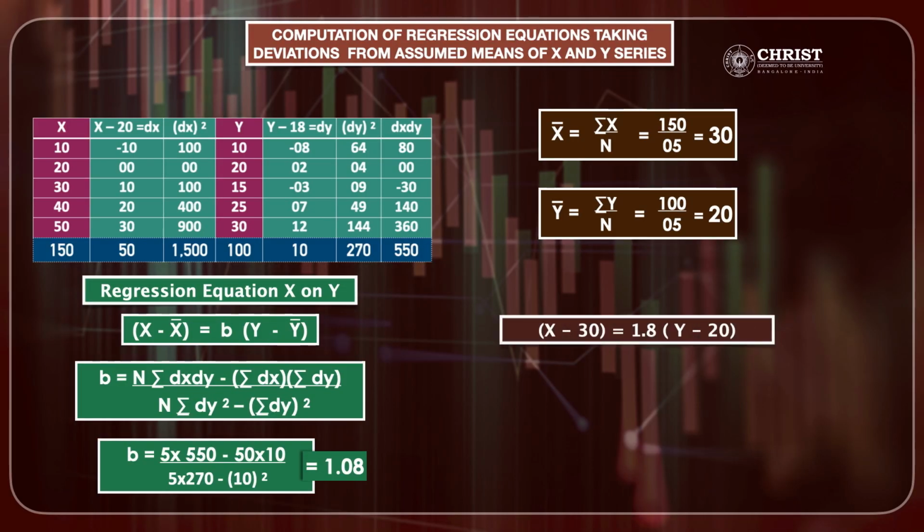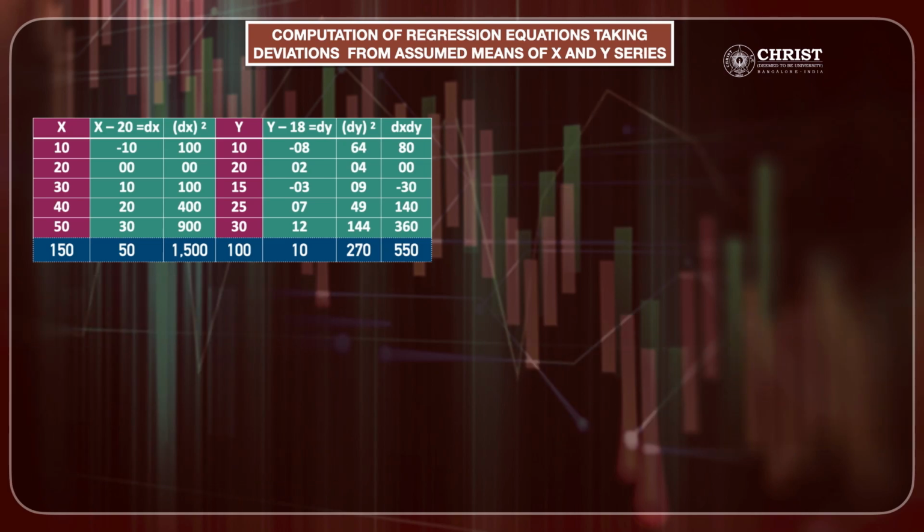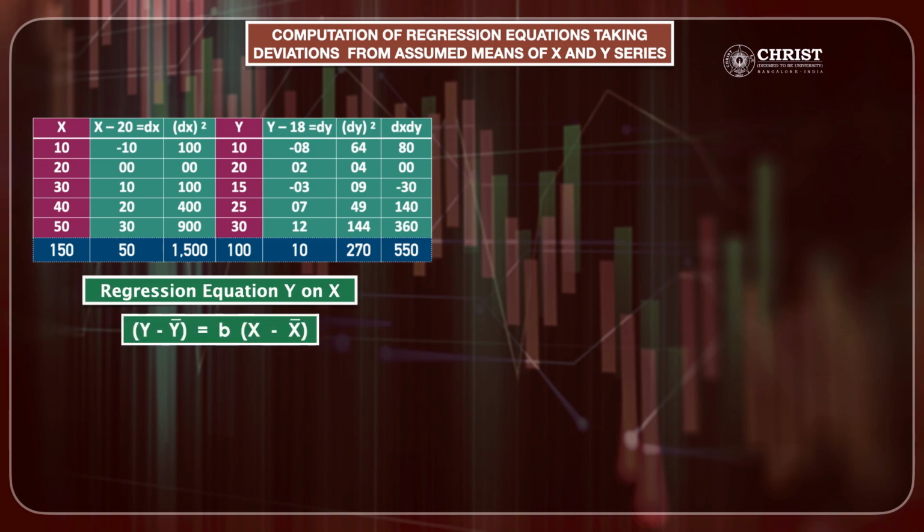So, please remember this. So, x minus 30 is equal to 1.8 into y minus 20. So, x minus 30 is equal to 1.8y minus 36. So, x is equal to 1.8y minus 6. Now, we have to calculate the second equation, regression equation y on x. So, that is given by the equation y minus y bar is equal to b into x minus x bar.